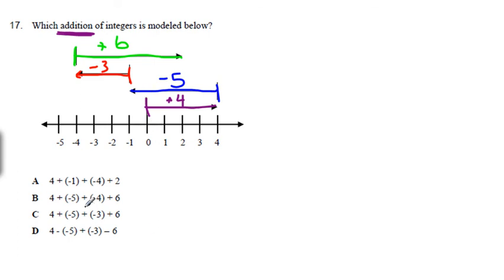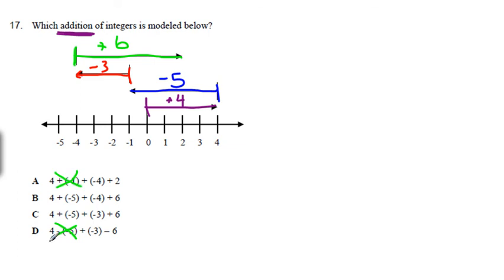Now we just have to put this in our expression form. So we have positive 4. They're all positive 4. That's good. Plus negative 5. So plus negative 5. So this doesn't work because that says minus negative 5. It says plus negative 1. This is where some people are going to make a mistake. They're going to say, well, the arrow stops at negative 1, so I must be adding negative 1. That's not it. You always count how far you move, not where you end up, but how far you move. So this is not it.